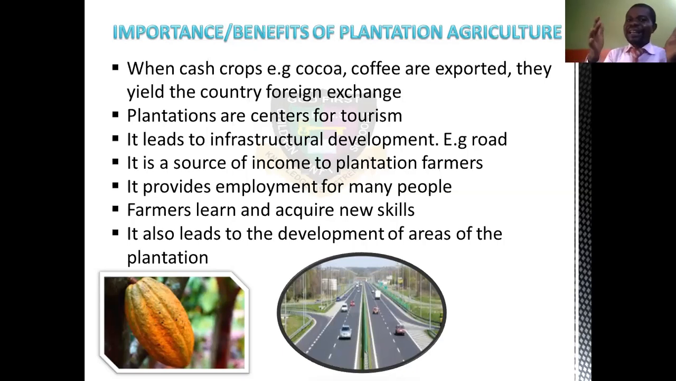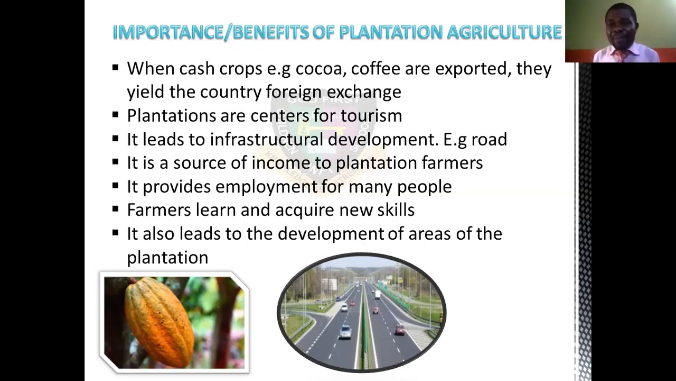Another one is they are centers for tourism. When you go there, you feed your eyes. You just want to see how it is being managed, how it is done. You know what we call tourism. It leads to infrastructural development too. Like you have a plantation in a very typical area and it's owned by government. Government will want to tar the road and link it to that particular place. So the place will be developed. Light will come, electricity. It is a source of income to the farmers, that is, people that are involved in this. They gain something from there.